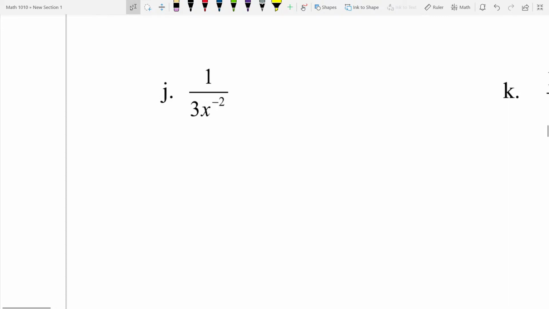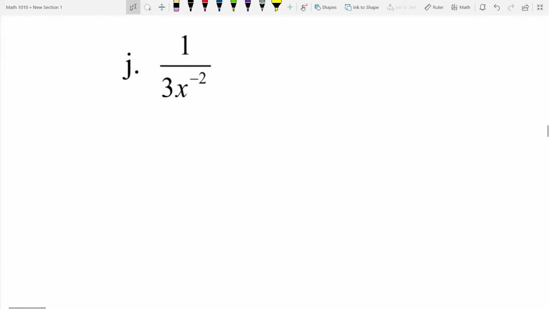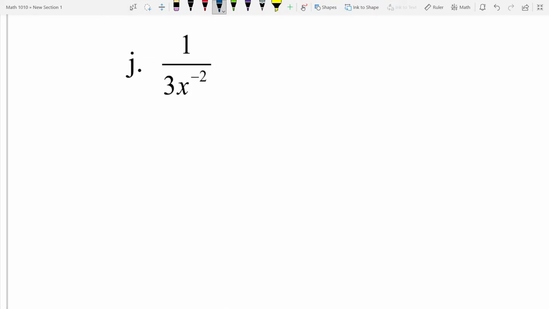Here's J. Everybody just freeze and look for a second. Don't write for a minute. The second you look at it, what do you notice? The negative, right? So I'm going to bring it up, and my answer is 3x to the second on the top. Is that right? It's wrong. That's wrong. What's wrong with that?